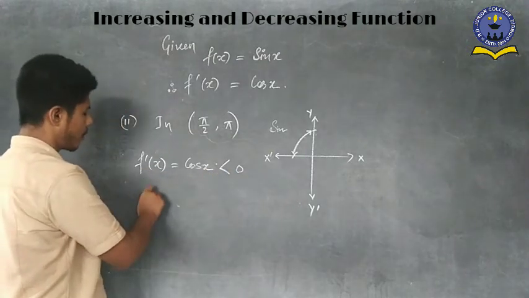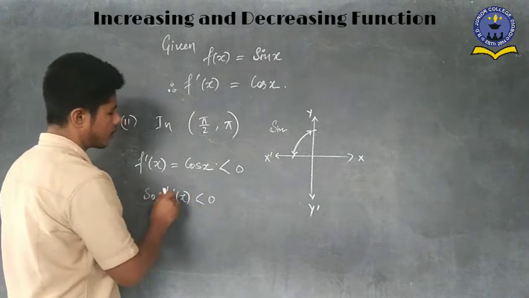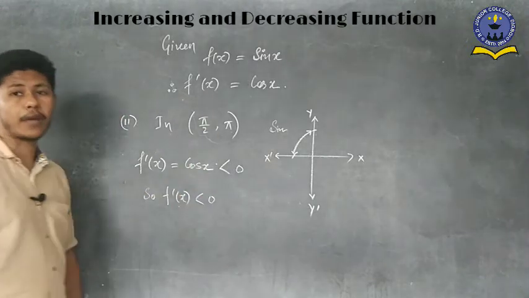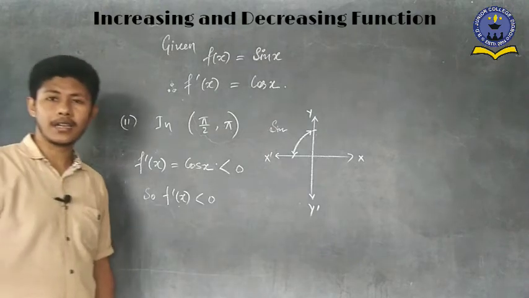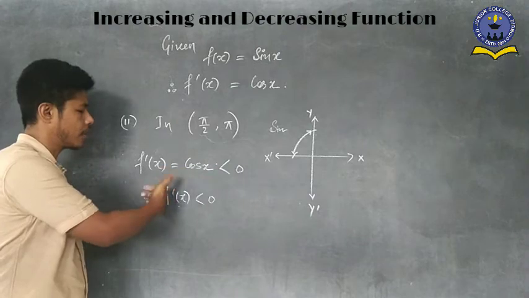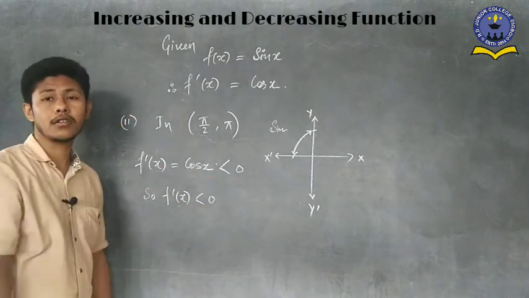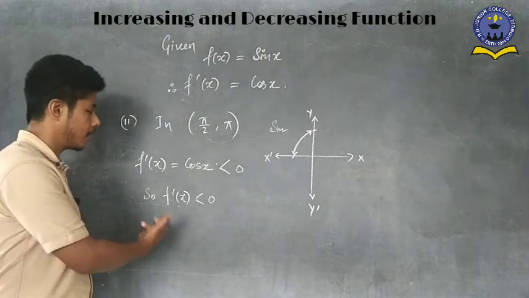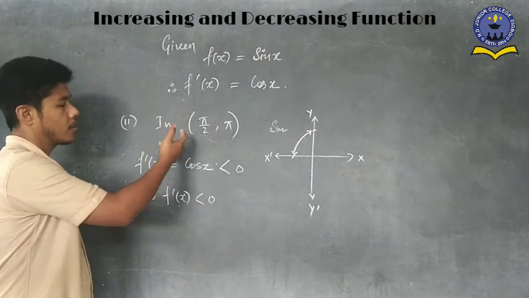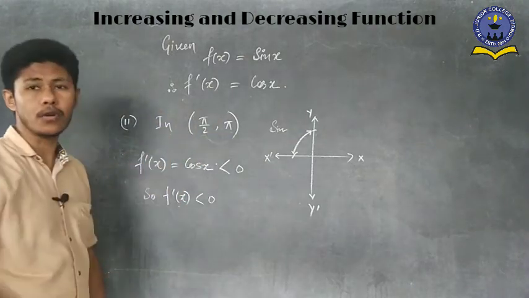So from here what we can say? We can say here f dash of x is less than 0, in which interval? From pi by 2 to pi. Is it clear? From pi by 2 to pi, the cos x value is less than 0, so that's why f dash of x is less than 0. So if f dash of x is less than 0, then the function f(x) is strictly decreasing in which interval? From pi by 2 to pi.